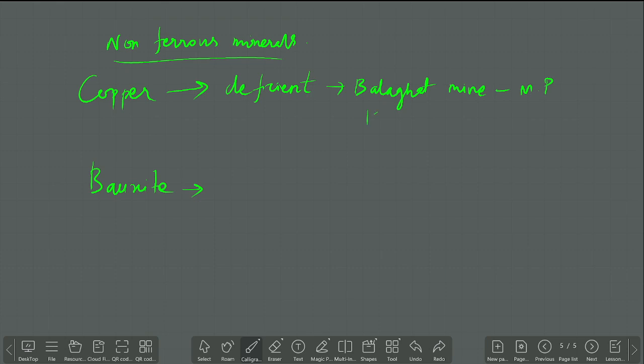K3 mines in Rajasthan. Then Singhbum district of Jharkhand. Good. These are leading producers of copper. So what is the mineral we are very much deficient in India? Copper. Where could we find that? Balakhat, K3, Singhbum. Okay. Now when we talk about bauxite, see here, how is it given?